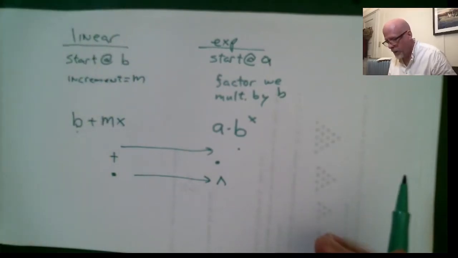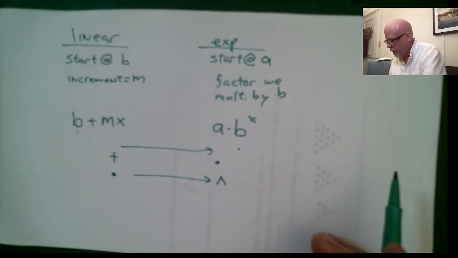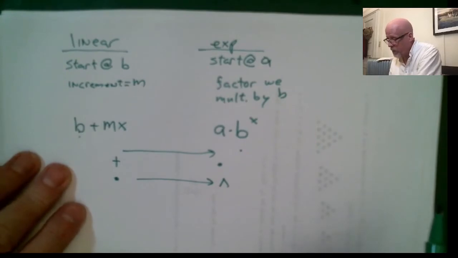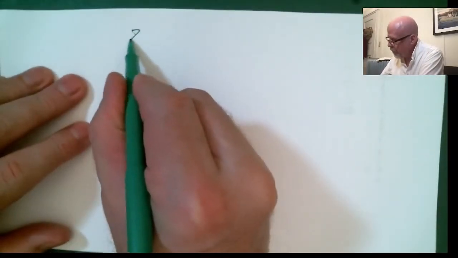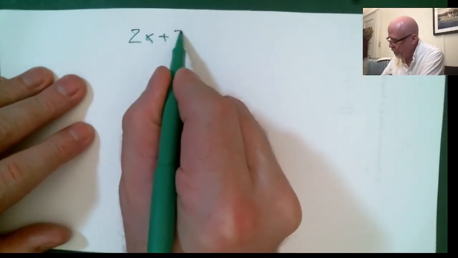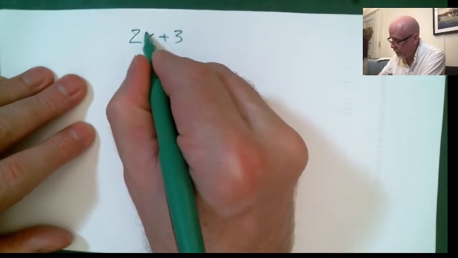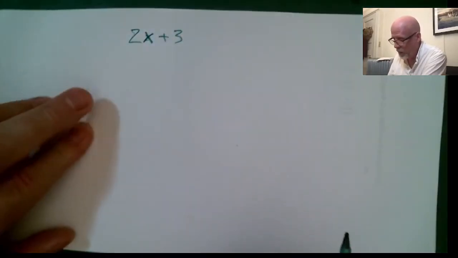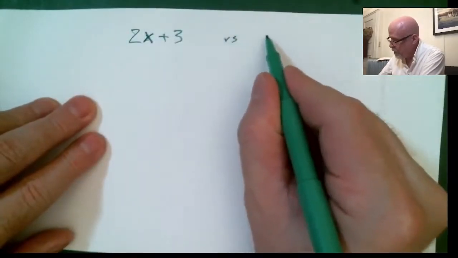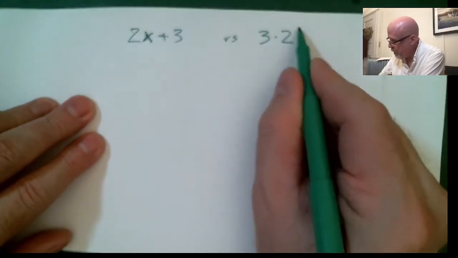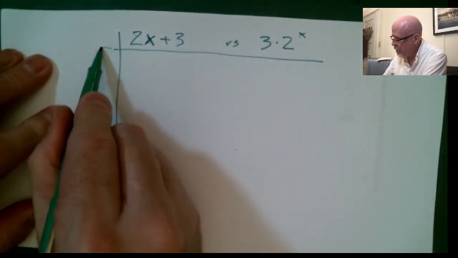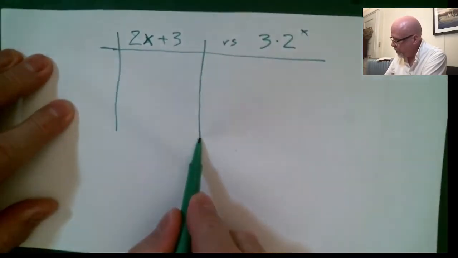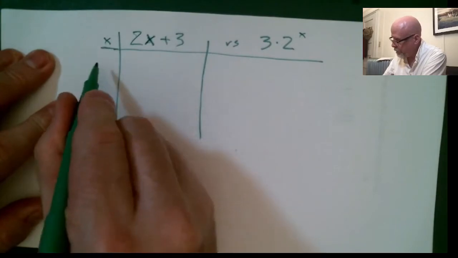Let me do an example of this. We'll compare using the same numbers. I'm not using a's and b's anymore, but I'm actually going to stick numbers in here. 2x plus 3 would be one function. That's a linear kind. You notice that m is 2 and the b is 3. Versus 3 times 2 raised to the x power. And let's turn this into a table, and we'll have a column for x as well.